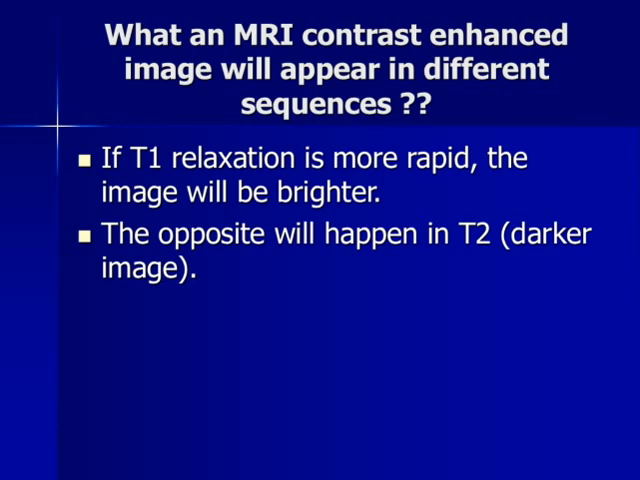In T2 the negative contrast media are the opposite. The normal things will be dark and the abnormal will appear clearer.